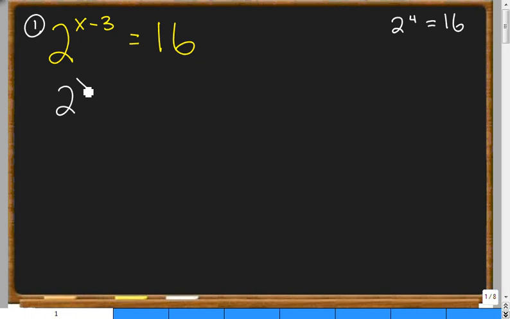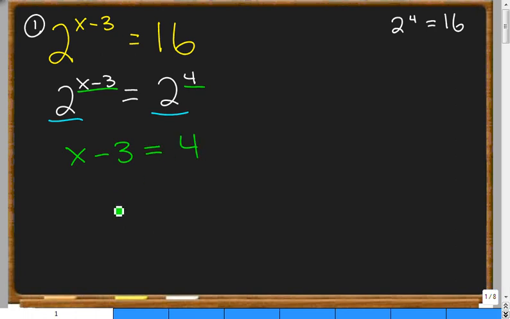I'm going to say 2 to the x minus 3 equals 2 to the 4th power. Again, because these are the same thing. So here, now I have the same base, and I have different versions of an exponent. So I can say that now x minus 3 is going to equal 4, and further that x is going to equal 7. So that is your solution.